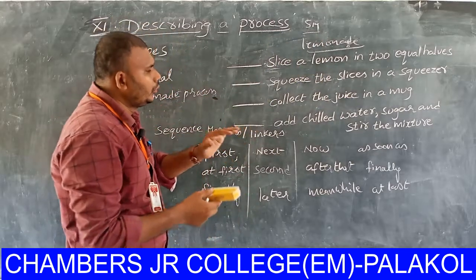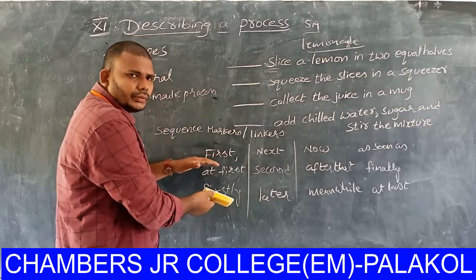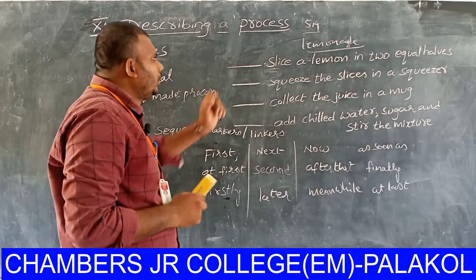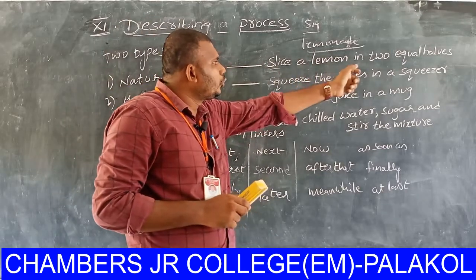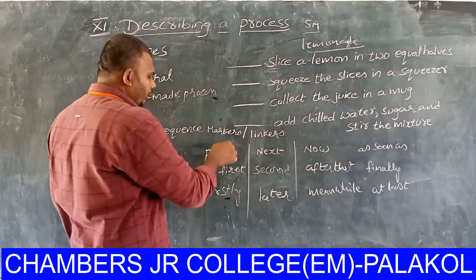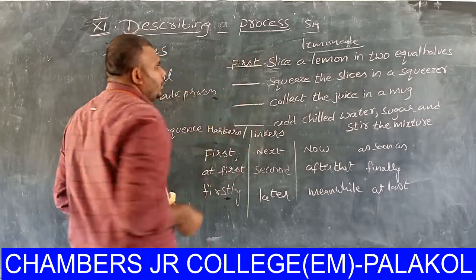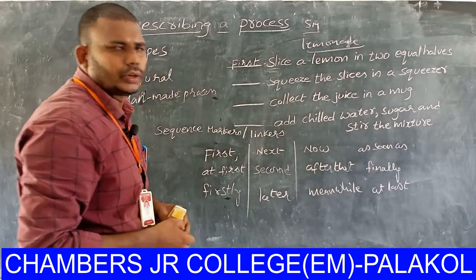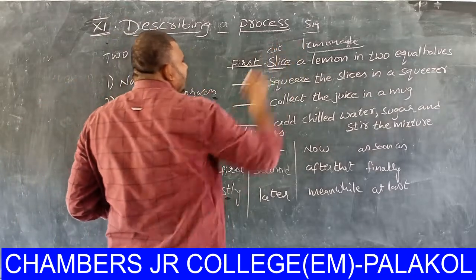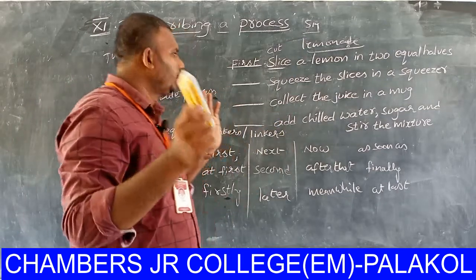See how we join these 4 steps by selecting proper words from this list. Slice a lemon in 2 equal halves is the first step, so we can select "first". First, slice a lemon in 2 equal halves. Do you know the meaning of slice? Slice means nothing but cut. Cut a lemon in 2 equal halves, 2 equal parts, okay?